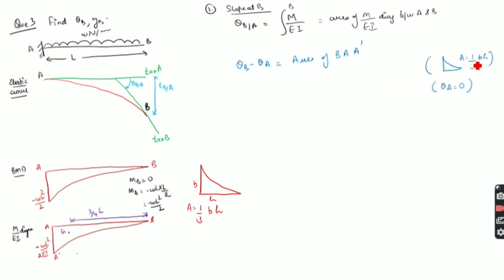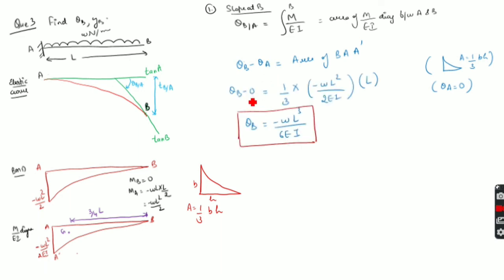Okay, so now this area is 1 by 3 B into H, and we know that theta A is equal to 0. So we can write that theta B minus 0 is equal to 1/3 of this distance into this distance. So this distance is L, the base of this semi-parabola, and the height is minus WL square by 2EI. So it will become minus WL cube by 6EI.